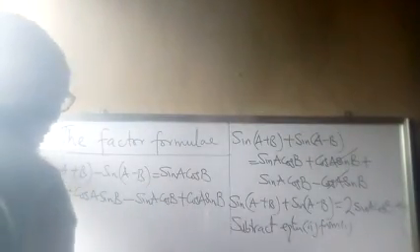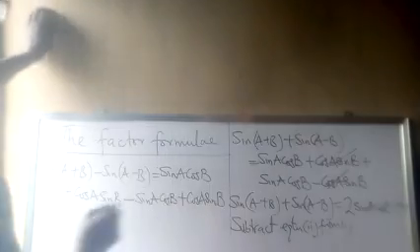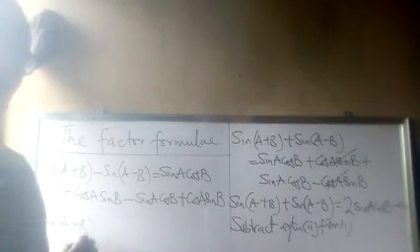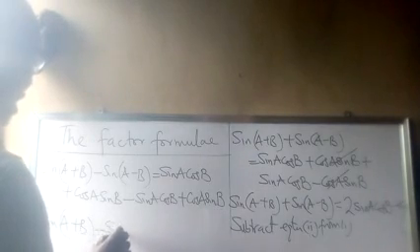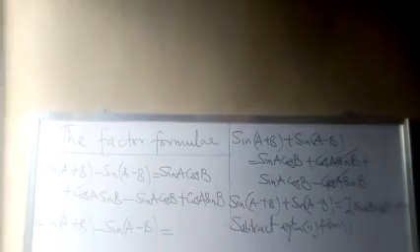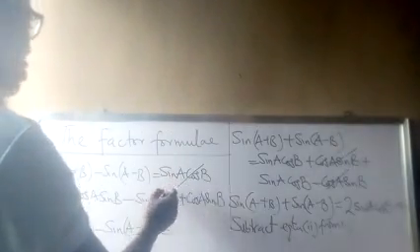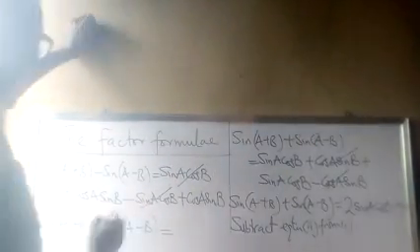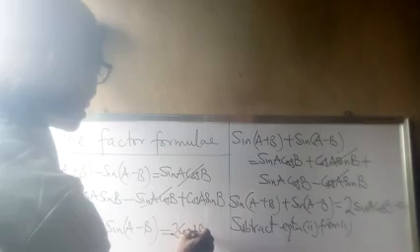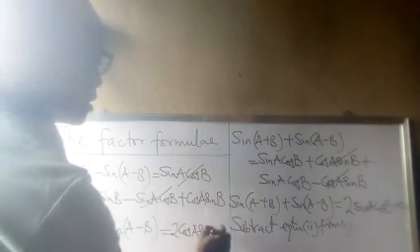With that, sine (A plus B) minus sine (A minus B) will now be equal to, sine A cos B cancels minus sine A cos B, so we have 2 cos A sine B. We call this equation 4.